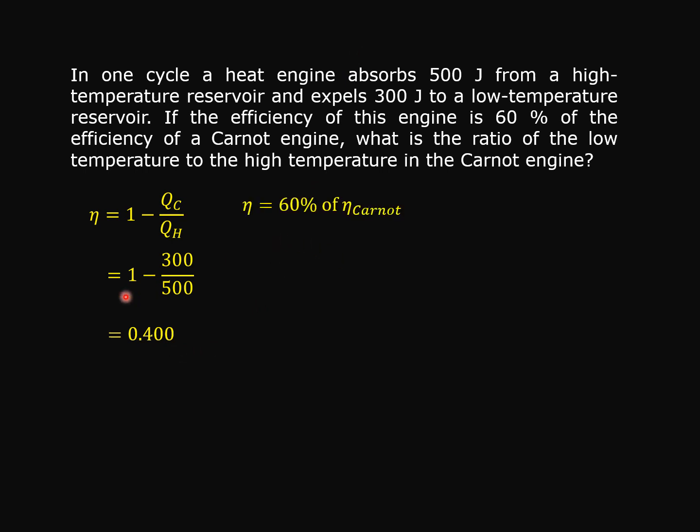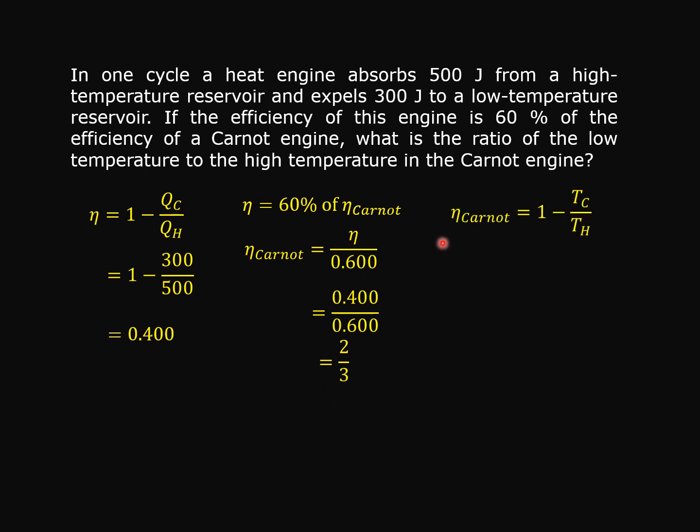And the question says that this efficiency is 60% of the efficiency of the Carnot engine. So we can write down this equation that reflects the relationship between the efficiency of the heat engine and the efficiency of the Carnot engine. Therefore, the efficiency of the Carnot engine is equal to the efficiency of this heat engine divided by 0.6, or 60%. But this eta, the efficiency of the engine, is equal to 0.4. So we substitute the 0.4 here, divided by 0.6, and we get 2 over 3. This is the efficiency of the Carnot engine.